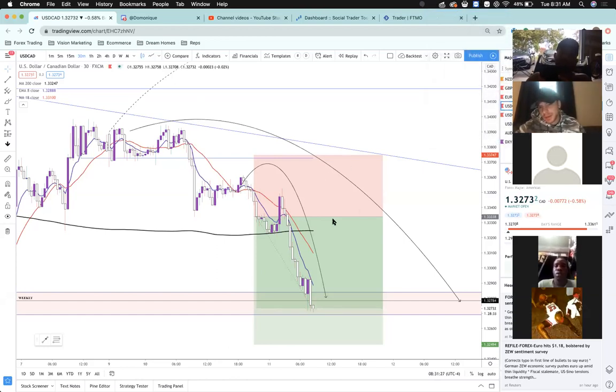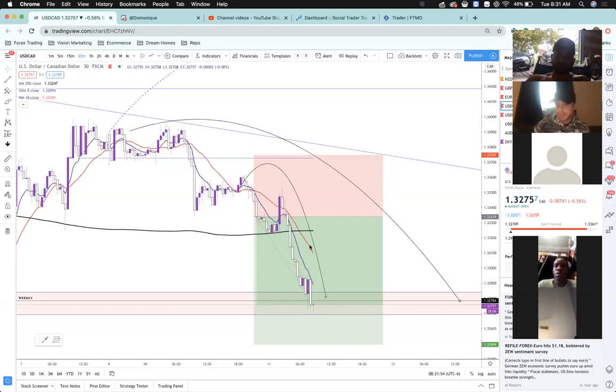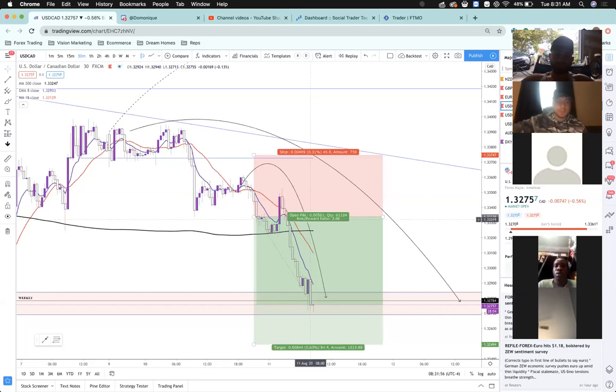EuroCAD, I actually haven't analyzed EuroCAD in a long time. But if you go into Discord, go into the Forex section, and recommend or ask for a EuroCAD trade, we could drop a EuroCAD analysis in there. I actually typically stay away from Canadian pairs. I don't like trading CAD pairs for the most part.